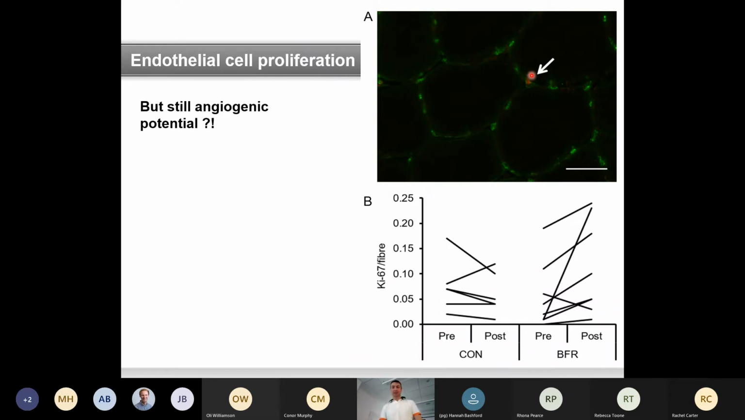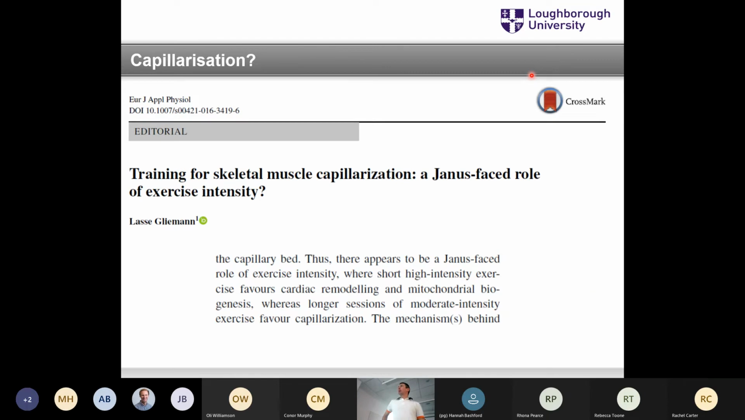of training. And there are some good arguments around that, in that Lassie Gilliman's hypothesis, or Ulva Helston's hypothesis, is that muscle capillarization is very much driven by low intensity, long duration periods of exercise, where there's a huge volume of shear stress through those capillaries. But we might be challenging that in the next presentation.